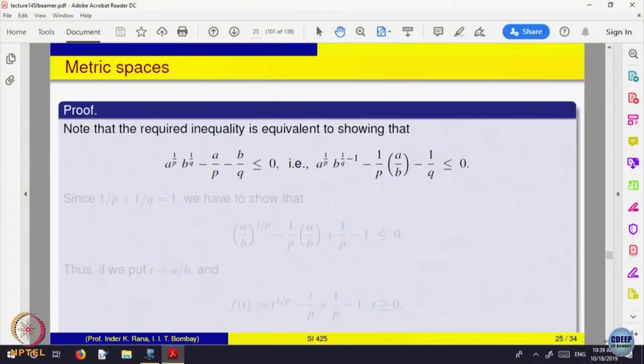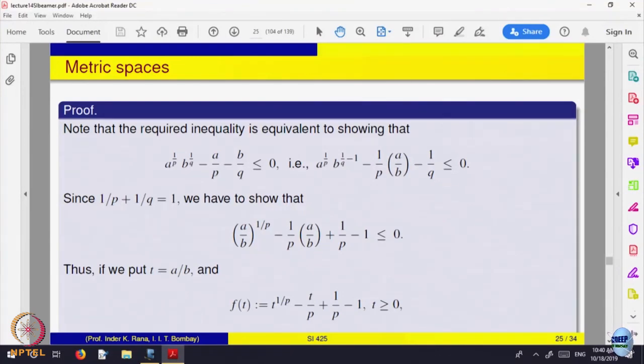So, 1 over q is 1 minus 1 over p. So, write that, is less than or equal to 1, and 1 over p plus 1 over q is equal to 1. So, this is the same as the given equation, the same as this equation in a by b. And now, q is also gone, only p is there. So, p is fixed for us, and a by b, you can call it a variable t.